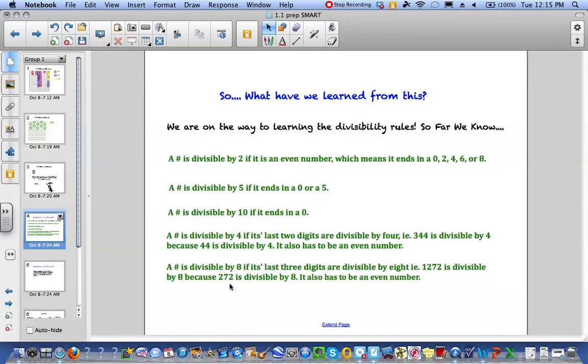And the same rule applies to an 8. A number is divisible by 8 if its last three digits are divisible by 8. So the example here is 1,272. If I take the 272, the last three digits, and I divide it by 8, 8 does go in evenly to 272. So it would go in evenly to 1,272. It also has to be an even number.